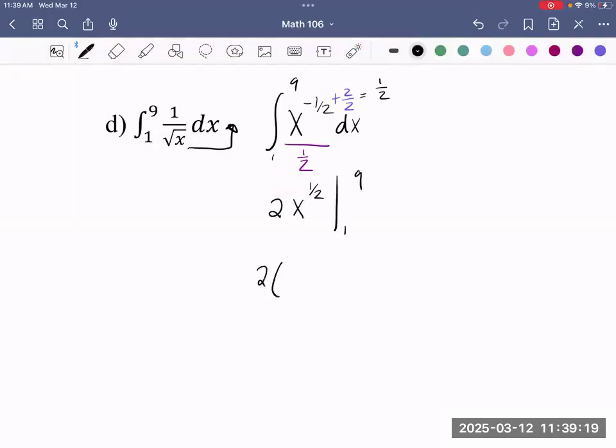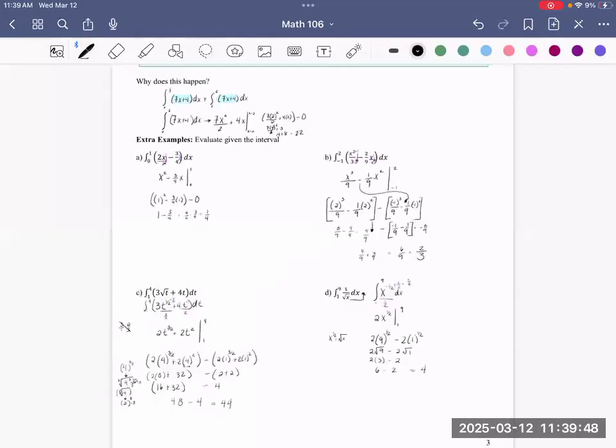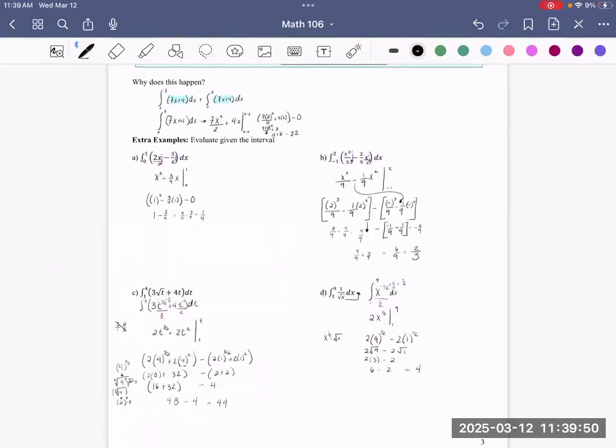So we have 2x to the 1/2. Oops, it's not x, it's 9. Minus 2 times 1 to the 1/2. Keep in mind, x to the 1/2 is just another way to say the square root of x. So this is really the square root of 9 minus the square root of 1. So 2 times 3 minus 2. So that is 6 minus 2 to be 4. So hopefully you feel a little bit better about your definite integral and how to take those intervals.